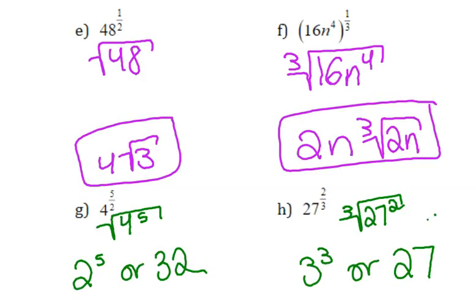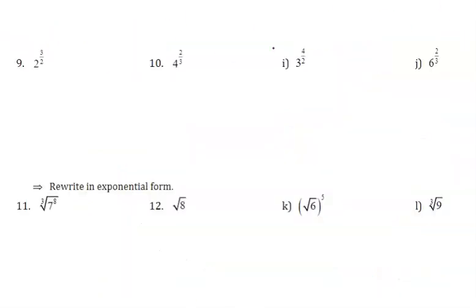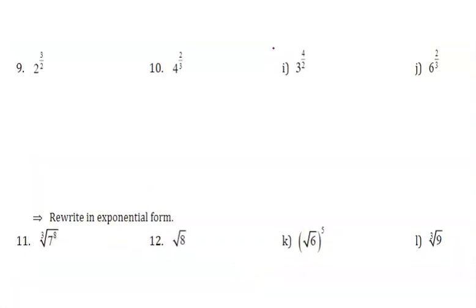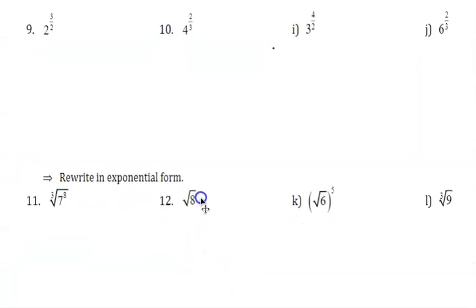All right, so E should be 4 root 3. F should be 2n cube root 2n. G is 2 to the 5th or 32. And H is 3 to the third or 27. So once you solve those, again, you can ask your teacher if you need to clarify some of these problems. Okay, we have a few more left. We'll try those out, and then we're going to write it the opposite way. We've got a few more to do, and then we will be done with this section.